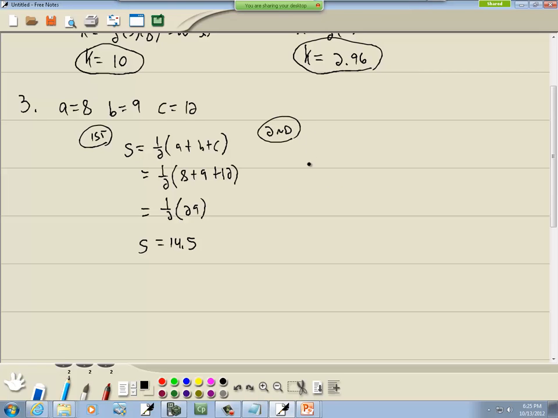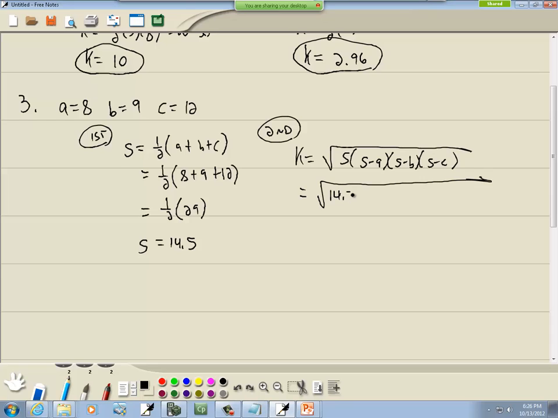Then the second thing with Heron's formula is your area is equal to the square root of S times S minus A, S minus B, and S minus C. So we've got the square root of 14.5 times 14.5 minus A, which is 8, times 14.5 minus B, which is 9, times 14.5 minus C, which is 12.